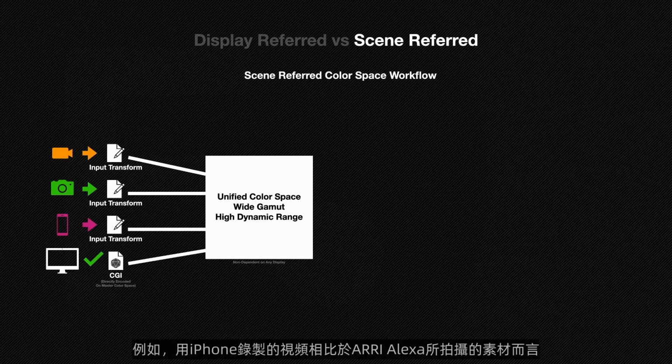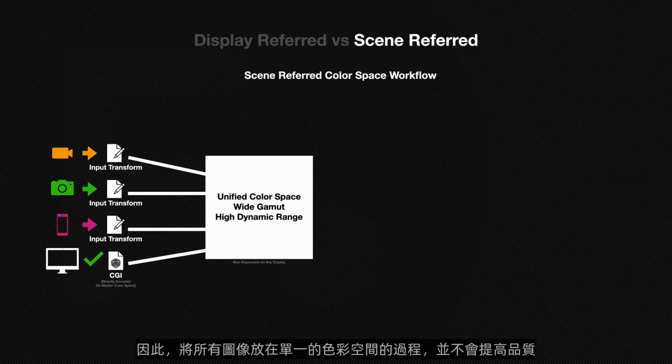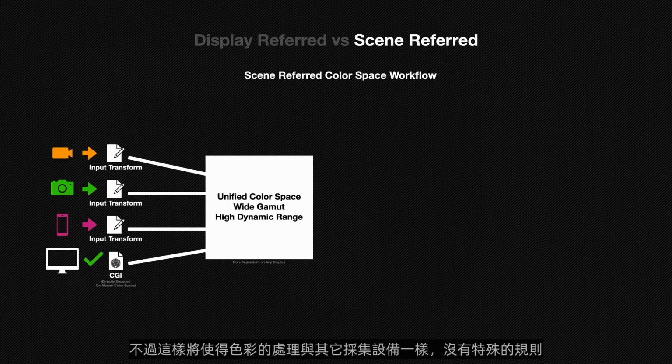For instance, a video recorded with an iPhone will be allocated in a smaller range of the master color space in relation to the footage captured with, for instance, an Arri Alexa. So, the process of placing all images in one single color space won't improve their quality, but it won't lose it either, and will make the handling of color the same as any other capturing device.